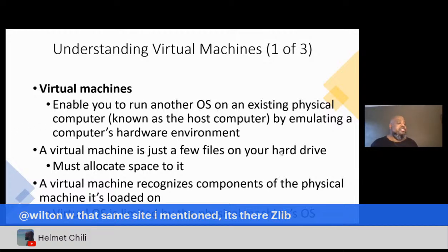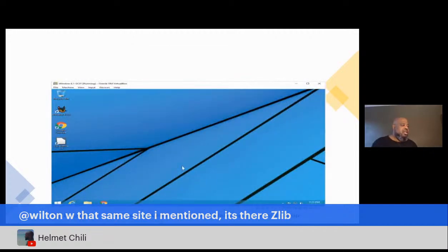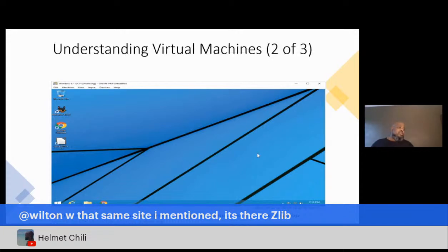A virtual machine is just a few files on a hard disk, and you must allocate space to it. A virtual machine recognizes the components of the physical machine it's loaded on. The virtual OS is limited by the physical machine's OS. So this shows you a virtual machine running on the host computer desktop.